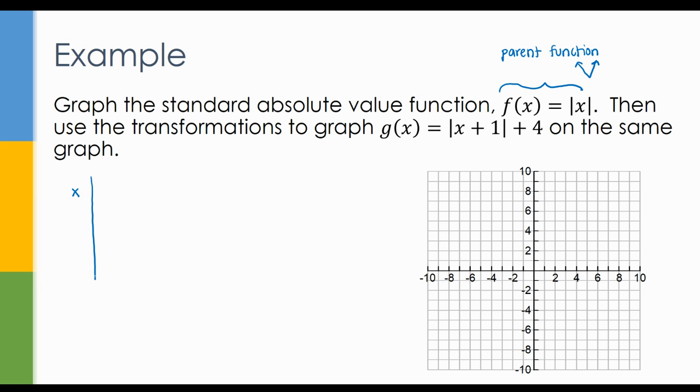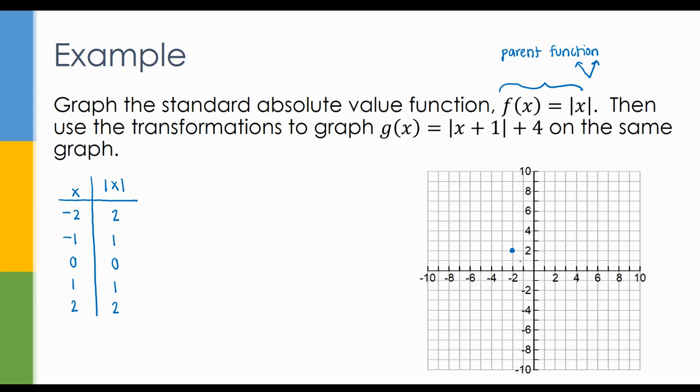So I'm going to create a table of values to have my points that I'm going to plot on my graph. So absolute value, you can plug negative numbers in, you can plug 0 in, you can plug positive numbers in. Absolute value of -2 is +2. Absolute value of -1 is +1. Absolute value of 0 is 0. Absolute value of 1 is 1. Absolute value of 2 is 2. So those are my points that are going to be on this parent function f of x.